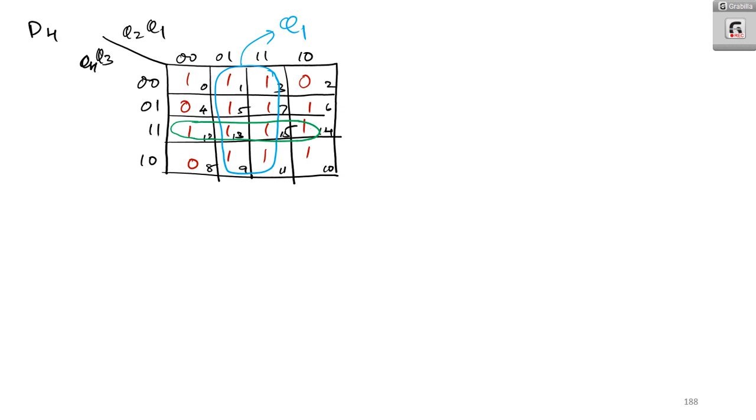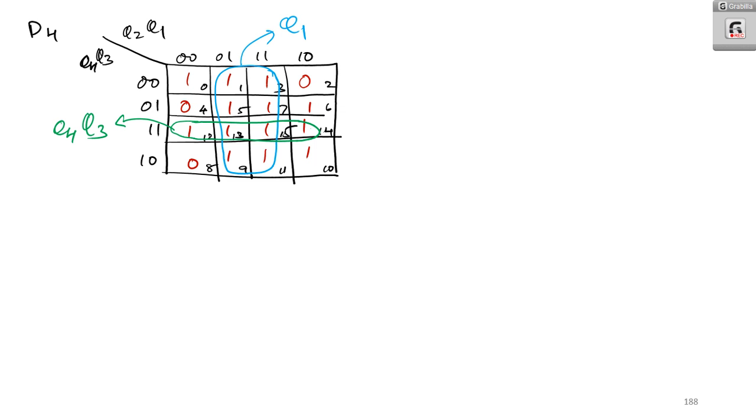Okay. If you are having that quad, what will you get? You will get Q4, Q3. Now, which is remaining? This one is remaining, this one is remaining, and this one is remaining. So how to include those three ones? You can have quads and pairs.